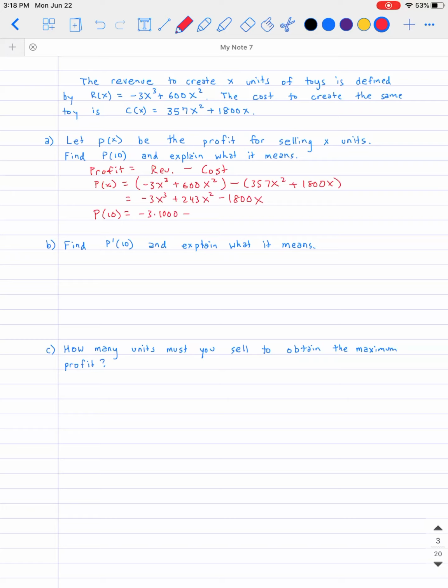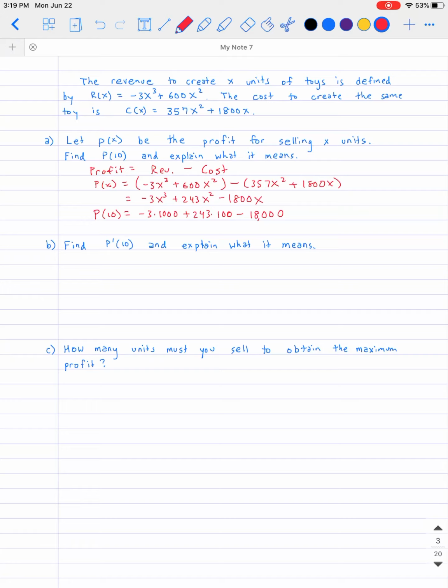So that's going to be 1,000. And then plus 243 multiplied by 1,000. Not 1,000, 100 in this case, right? Because it's 100 squared, 10 squared. And then we have minus 1800 and then another 0 because we're going to multiply that 1800 by 10. Okay, so taking all of this and plugging it into the calculator, let's see.